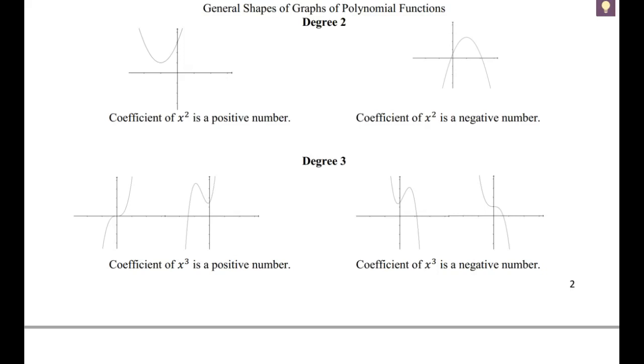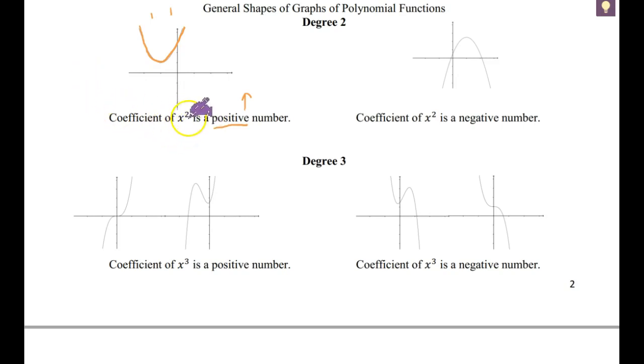This video is about general shapes of graphs and polynomial functions. There are a few things that we can learn about a graph just based off of the leading term. If the leading term in the polynomial is x squared, we know it's going to have this parabola shape. It's going to make a U shape. And if the coefficient to that leading term is positive, that tells us it's going to be facing upward. So it's going to make kind of a smiley face here.